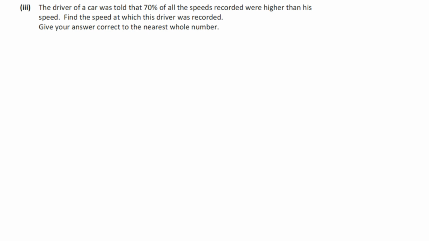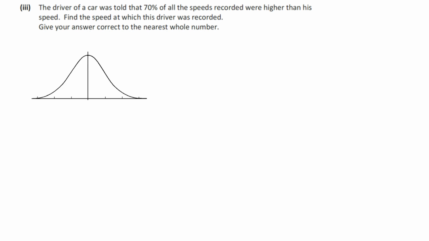So part 3. The driver of a car was told that 70% of speeds recorded were higher than his speed. Find the speed at which the driver was recorded. Give your answer correct to the nearest whole number. This kind of question can cause a lot of problems and students just don't even know where to start. My suggestion on a lot of this is to actually just sketch it out.